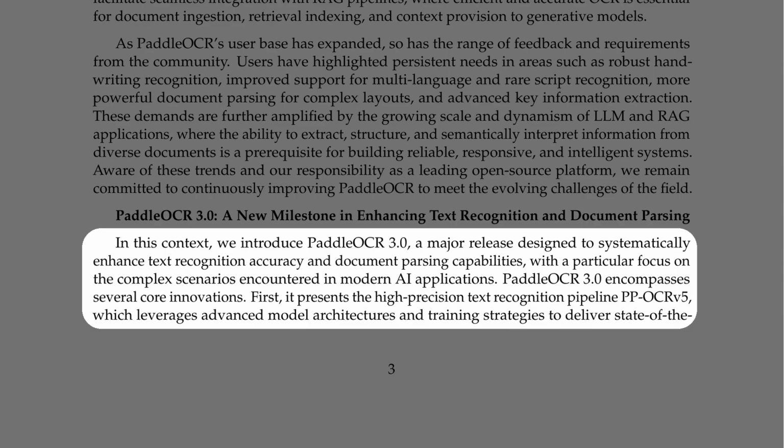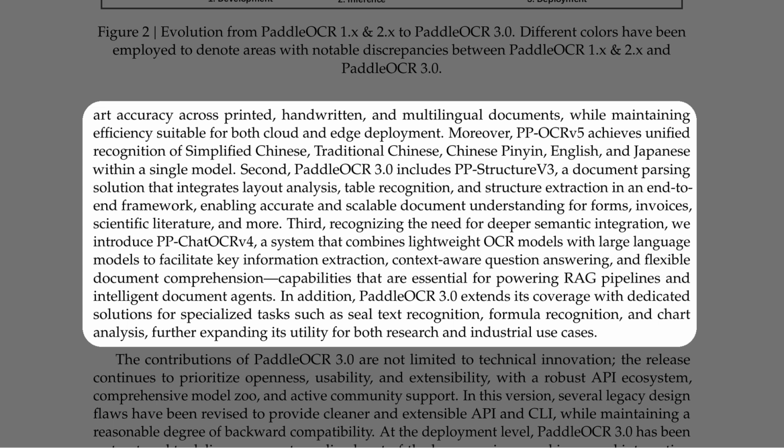PaddleOCR 3.0 encompasses several core innovations. First, it presents the high-precision text recognition pipeline PP-OCRv5, which leverages advanced model architectures and training strategies to deliver state-of-the-art accuracy across printed, handwritten, and multilingual documents, while maintaining efficiency suitable for both cloud and edge deployment. Moreover, PP-OCRv5 achieves unified recognition of simplified Chinese, traditional Chinese, Pinyin, English, and Japanese within a single model.